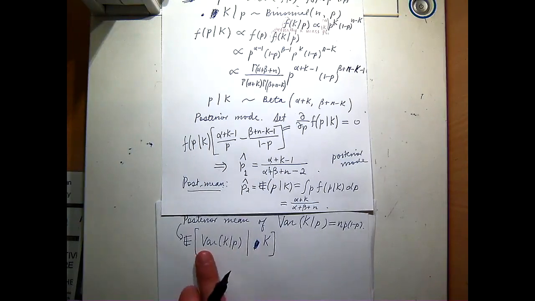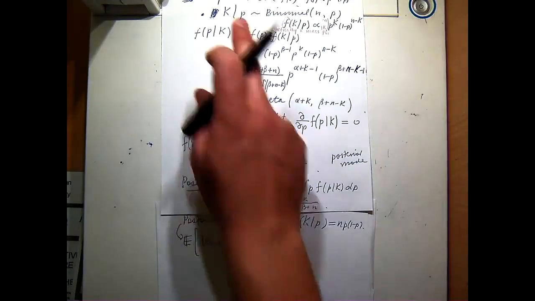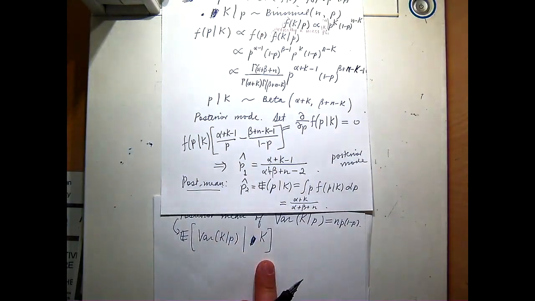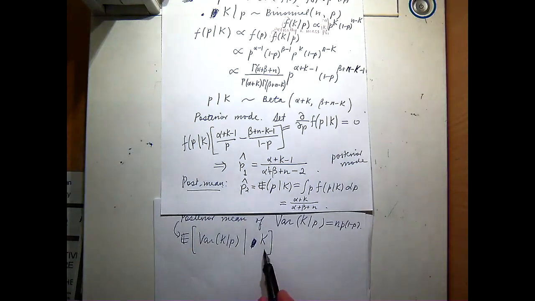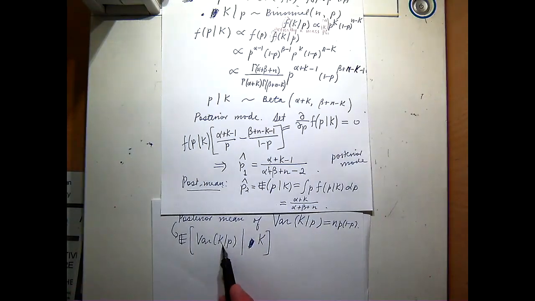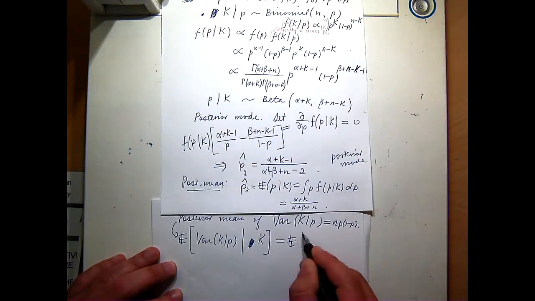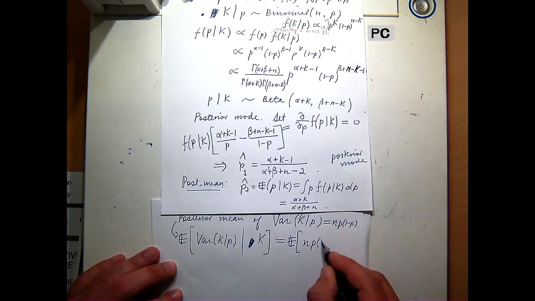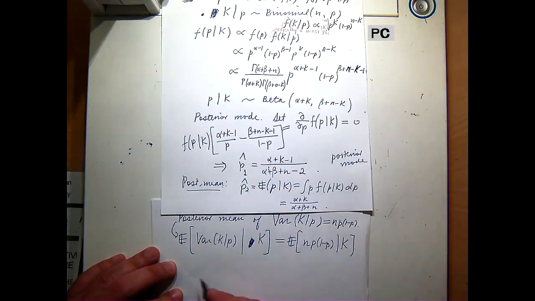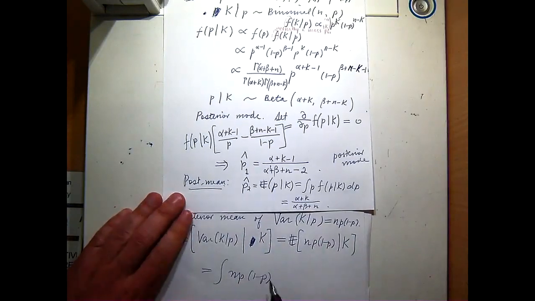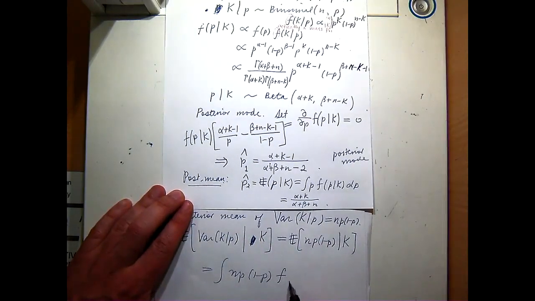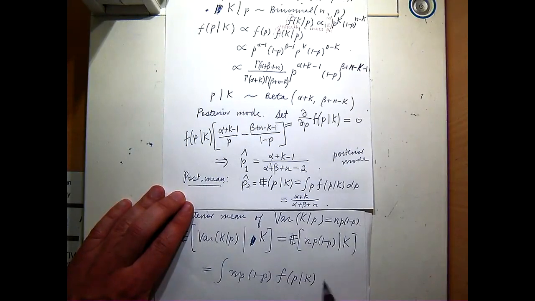It's two different steps. First of all, you find what is the variance at a particular p value, and then what is the posterior mean of that. If you interpret it the other way, you might think, oh, k is constant in here, so the variance is the variance of a constant, which is 0. But that is not what is meant. It's the other way around. So to be super clear, I just substitute in what this means. Expected value of np(1 minus p) given k.